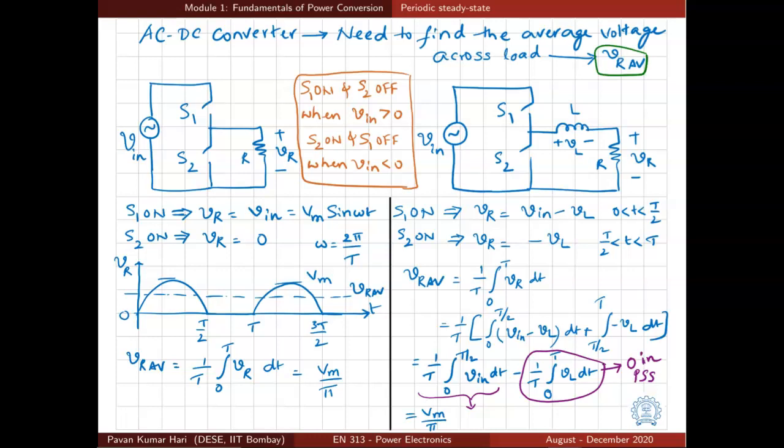The second term is nothing but the average value of the inductor voltage. From the rules of periodic steady state, we know that the average voltage across an inductor is 0, or the volt-seconds are balanced across an inductor. So setting the second term to 0, if you evaluate the first term, you will again get Vm by pi. Of course, the waveform of VR will be different from that in the first case.